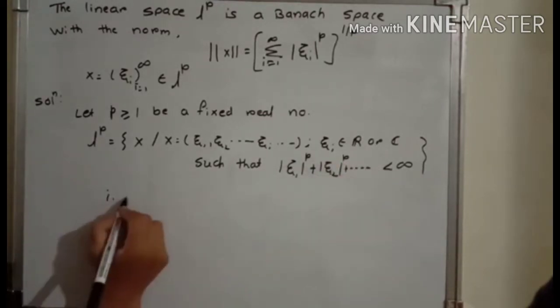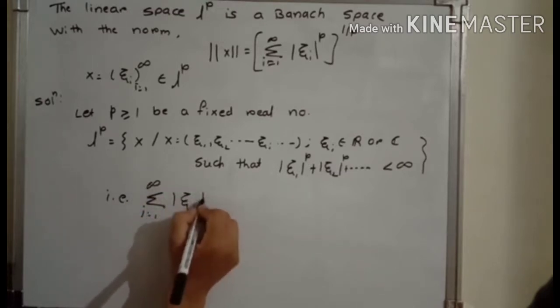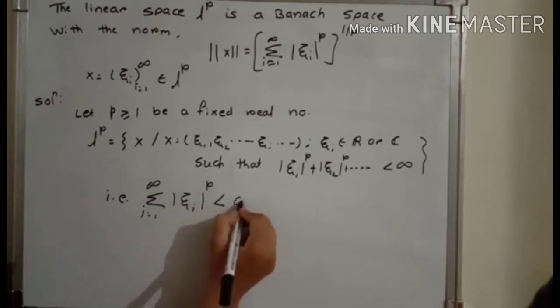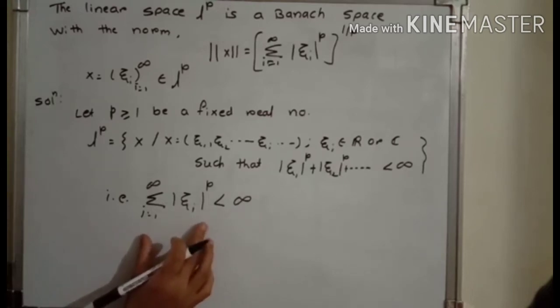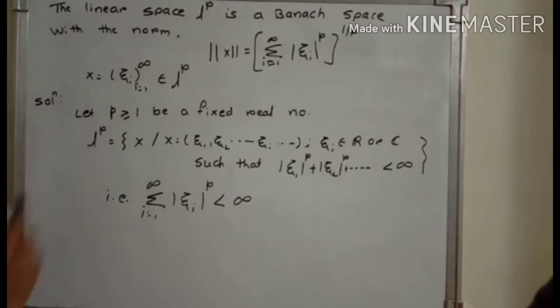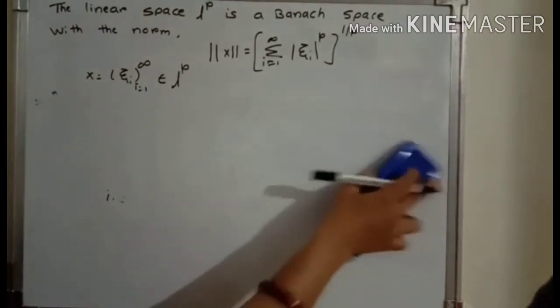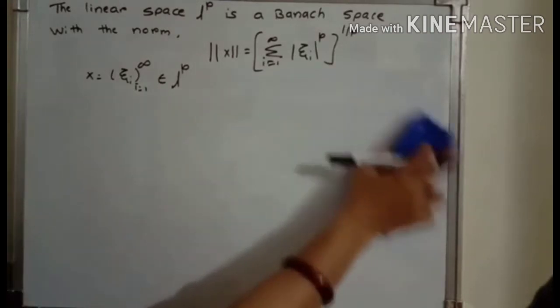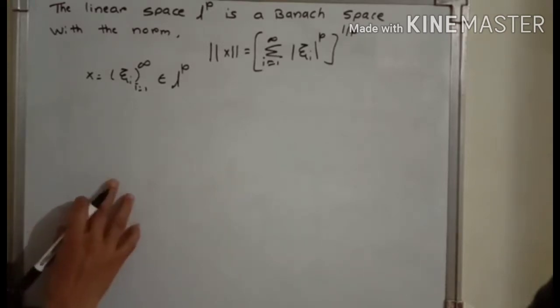That is, we can write it as Σ from i = 1 to infinity |ξi|^p is less than infinity. This sum is less than infinity, that means this sum must be finite, that means this sum converges. This is the definition of the ℓp space. It is called a sequence space. Now here we have to show that the ℓp space is a Banach space. In the last lecture we saw that a Banach space is nothing but a complete normed linear space. That means we have to show that ℓp space is a complete normed linear space.